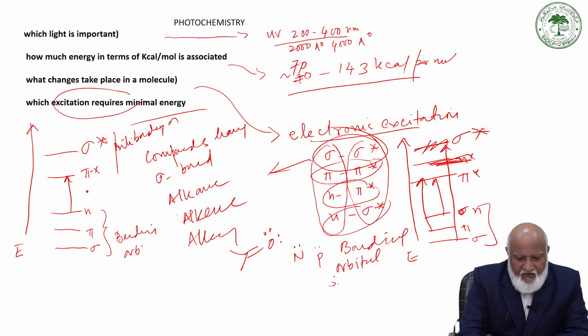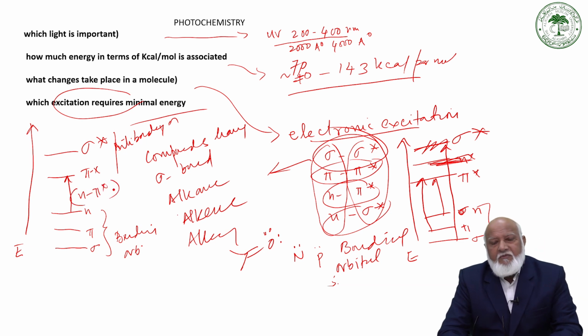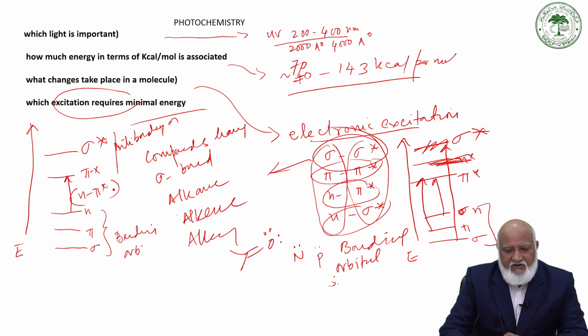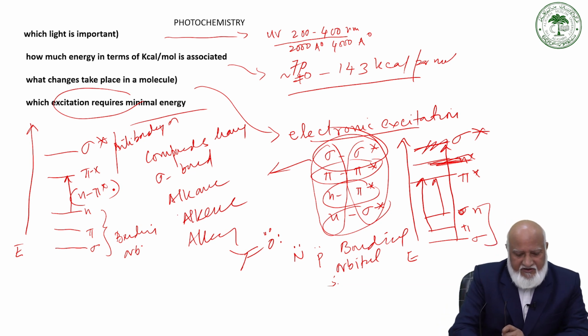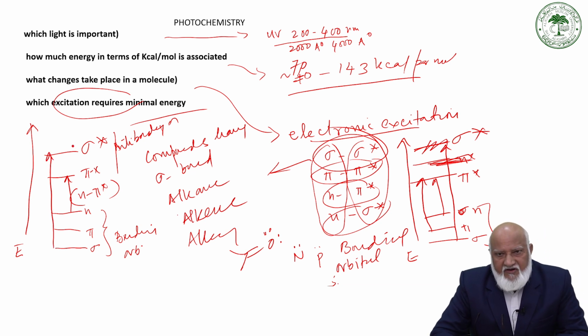This n to pi star. N to pi star excitation requires minimum amount of energy, because you can see the energy gap is the minimum in any of these excitations. Which excitation requires maximum amount of energy? It is sigma to sigma star that requires maximum amount of energy, meaning shorter wavelength.